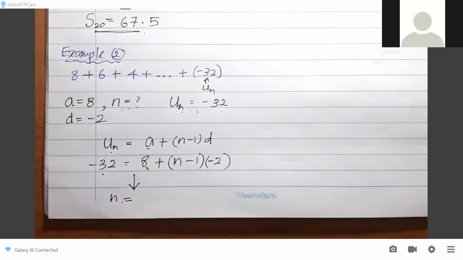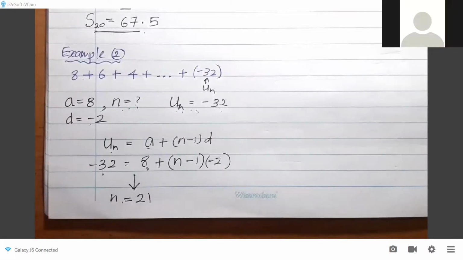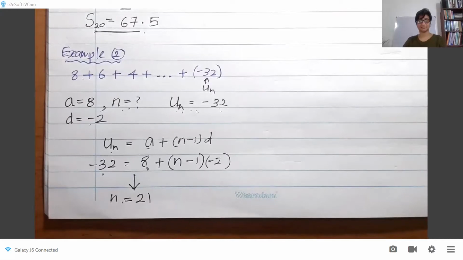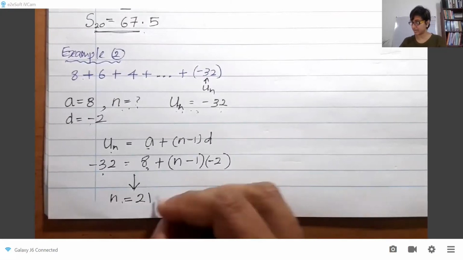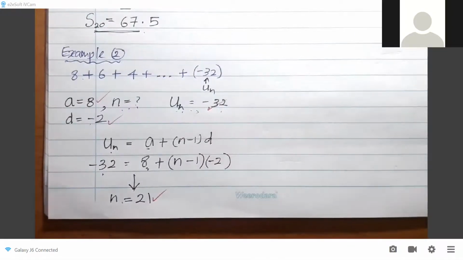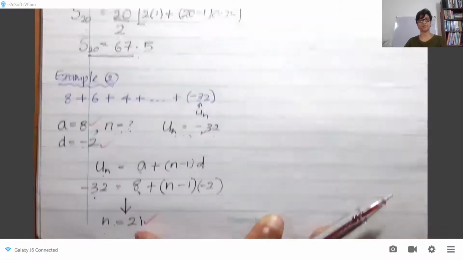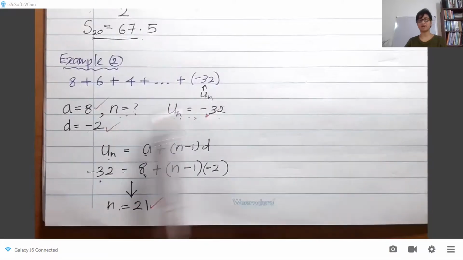It is 21. 21. Is that right? Okay. Then now you have all the information you need. You have n, you have a, you have more than enough information. You can use your choice of either of these. Apply any one that you like, because you have enough information to apply either of those two formulas, and tell me what S21 is equal to.